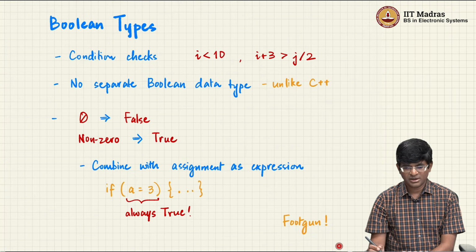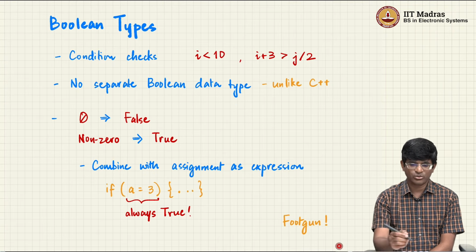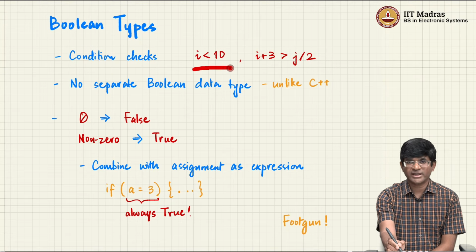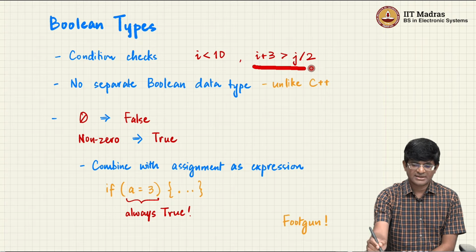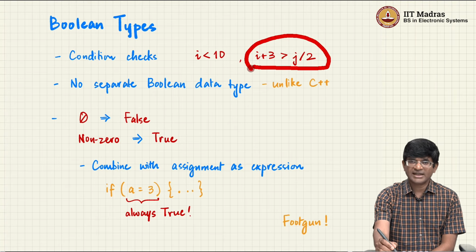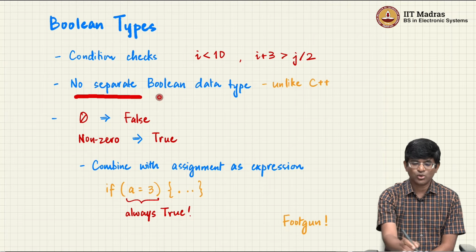One more word about another data type which is not really common. In particular, you might imagine that I want to check certain conditions, such as is a particular variable less than 10, or is an expression like i plus 3 greater than j by 2. Here i and j are both variables, and I want to compare their values. So I would expect that this expression has its own data type, true or false. But it turns out that in C there is actually no separate Boolean data type.